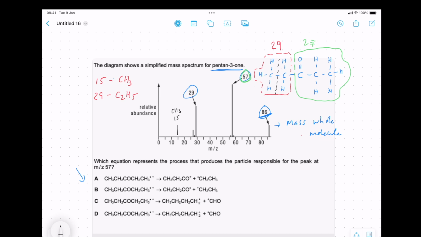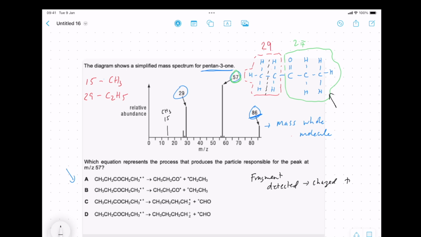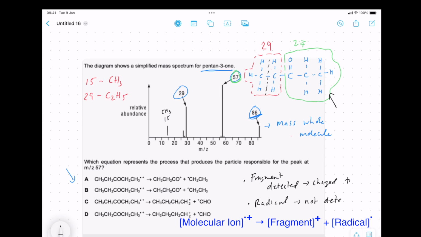So let's now look at the question. Which equation represents the process that produces the particle responsible for the peak at m/z 57? Well, we just worked it out because we've got a drawing in front of us. It's the CH3CH2C double bond O. So I'm looking for that one. Now, one important thing to remember when writing fragmentation equations: the fragment that is detected has the charge, and the other fragment, which is not detected, is a radical. A radical is a species with an unpaired electron, and that one would not be detected because only charged species are detected in the mass spectrometer.